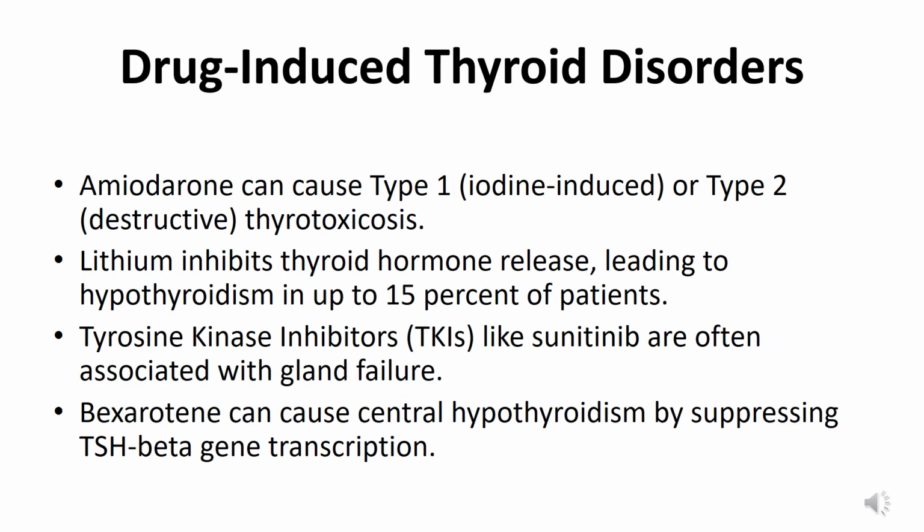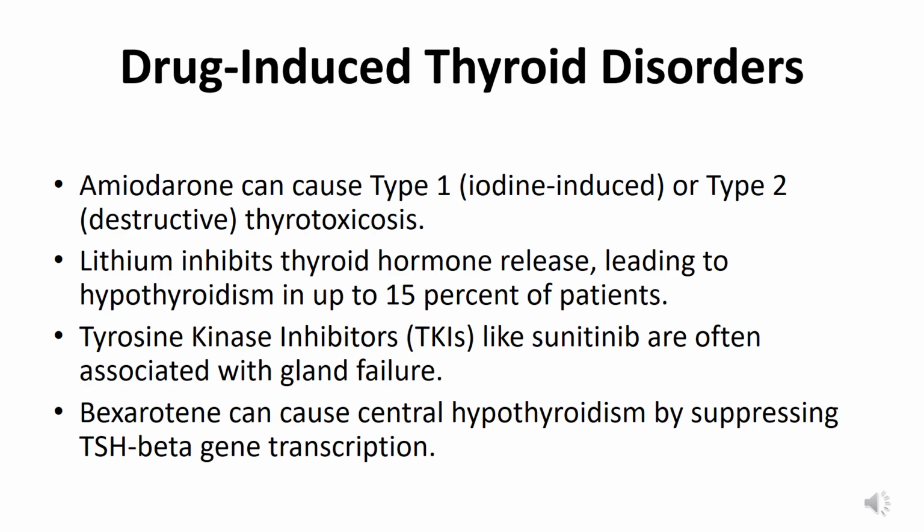Many medications can interfere with normal thyroid physiology and trigger either hypothyroidism or hyperthyroidism. These drug-induced thyroid disorders are important because symptoms may develop gradually and can easily be mistaken for progression of the underlying illness. One of the most famous examples is amiodarone. Amiodarone is a powerful antiarrhythmic medication commonly used to treat serious cardiac rhythm disorders. The drug contains extremely large amounts of iodine, and this has major effects on thyroid function.